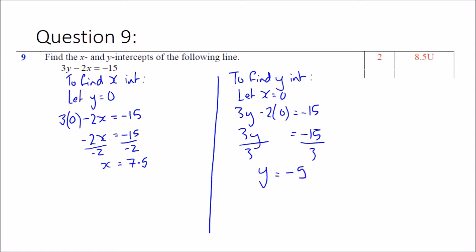Now remember, this is not the x and y values for a coordinate, but it in fact is telling us 2 points on the graph. It's telling us that the x-intercept is at 7.5, which let's say that's about there, and the y-intercept is at negative 5, which would be something like that. So that's what we found.